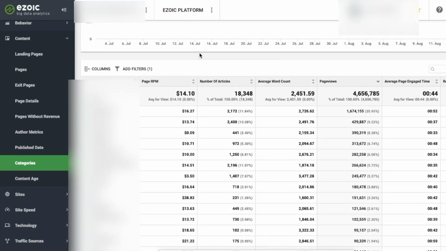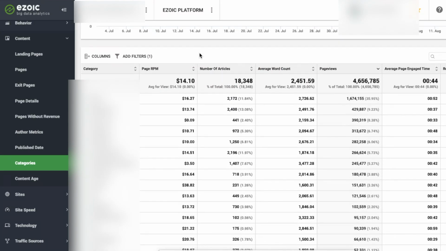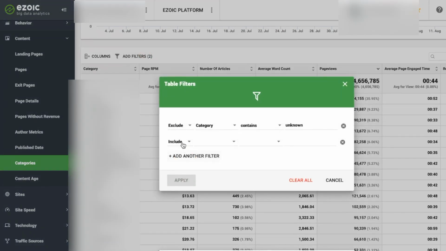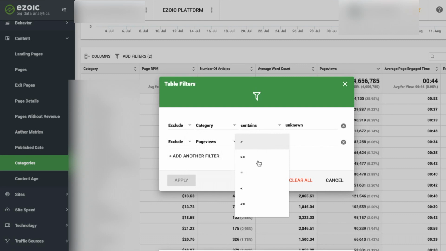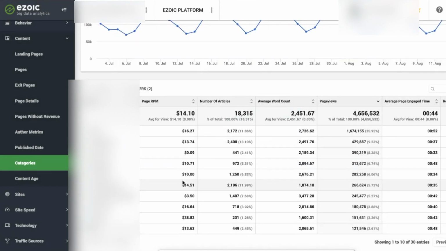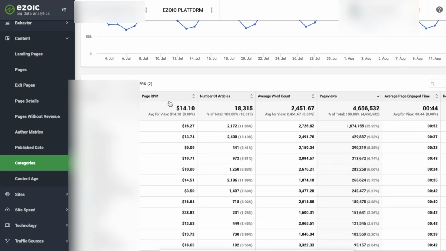Now, I might also say to myself, you know what, some of these categories probably don't get a lot of traffic, so what I should do is filter out the ones that don't. So I'm going to go ahead and exclude those with page views that are less than, let's say, 1,000 over this time frame. That leaves me with still quite a few categories here. And so I've got my columns, and now I'm interested in figuring out which of my categories are producing the highest page RPM, meaning the revenue per 1,000 views.